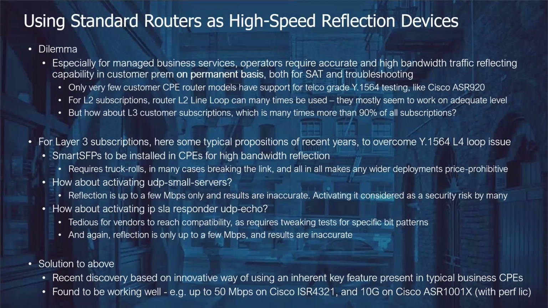Smart SFPs have been the obvious first proposition for a long time, but many times they are deemed too expensive for any wider deployment. Next ideas have been to look into routers' other features, but services like UDP small servers and also IP SLA UDP Echo typically run as limited software processes and can scale only up to a few megabits per second and with rather bad quality.